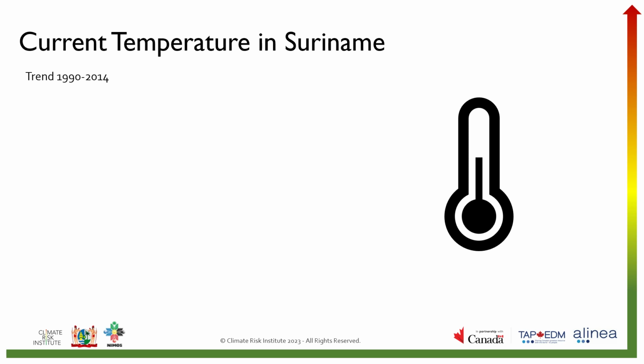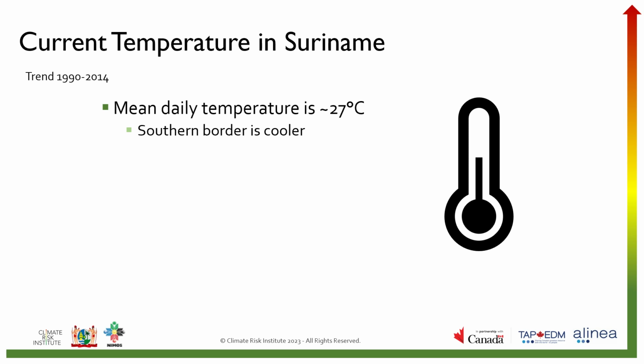So let's begin by talking about average temperature or mean daily temperature. Mean daily temperature is fairly similar throughout most of the country and is around 27 degrees Celsius, except for the southern border, where higher elevations lead to a slightly lower mean temperature. In terms of the trend, over the 1990 to 2014 average, we see an increase in average or mean daily temperature in the north and a decrease in the south.